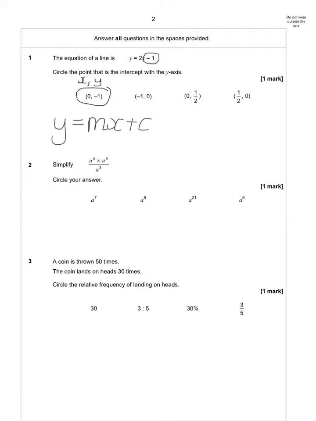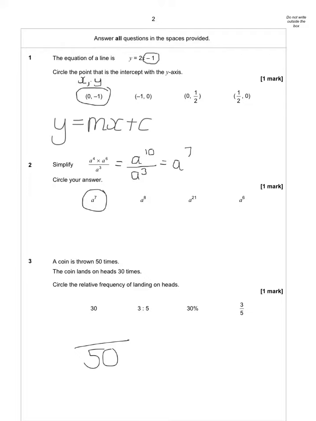For number 2, indices. So numerator first. When we multiply, we add the indices. So we've got a to the power of 10 here. 4 add 6 gives 10. Divided by a cubed. So when we divide, we subtract the powers. So we're looking for a to the 7. 10 take away 3 is 7. So there we go.